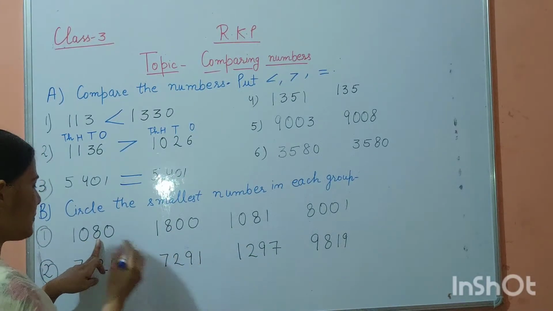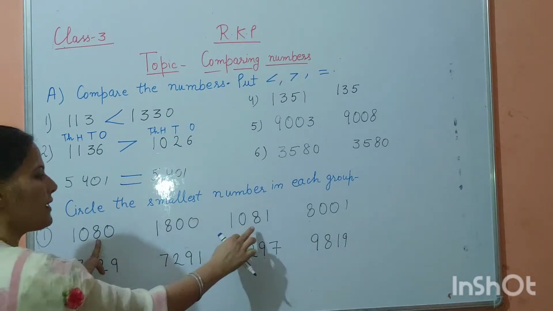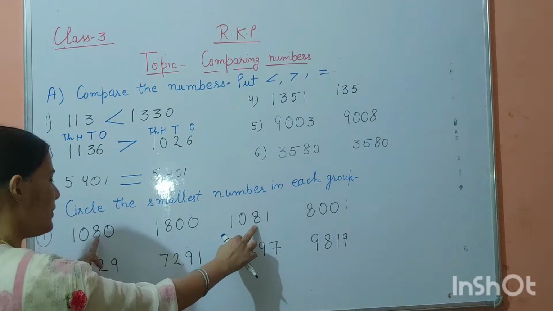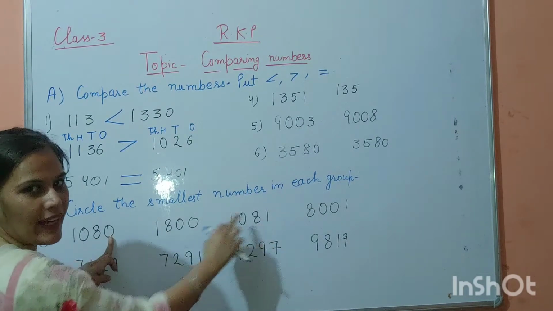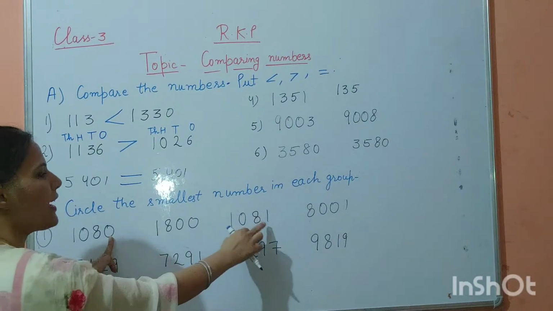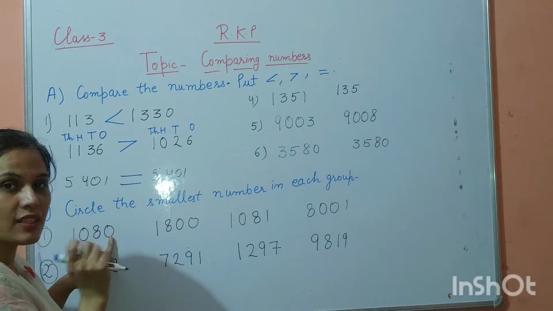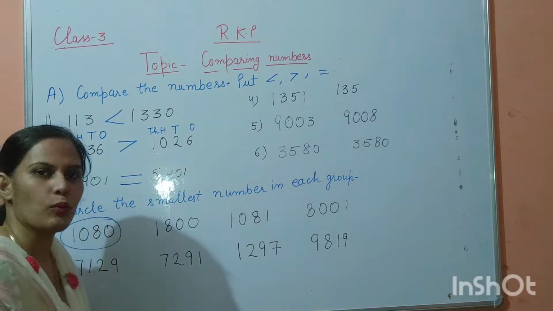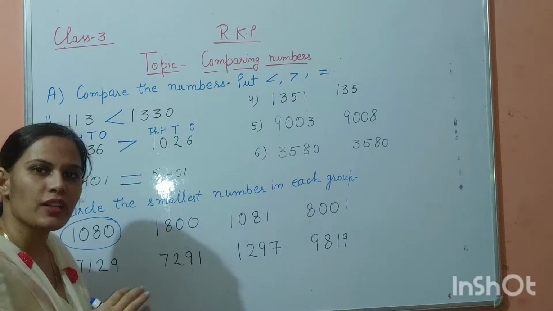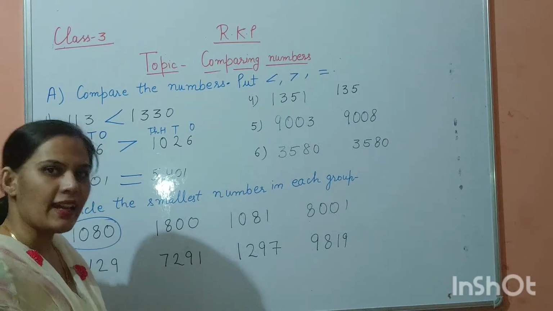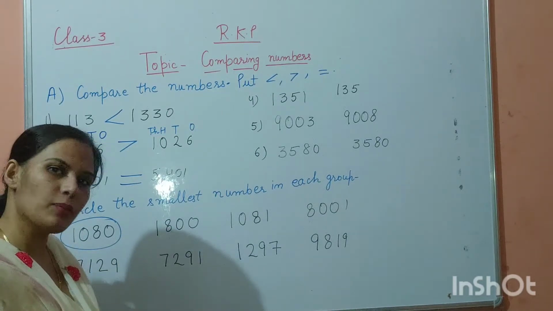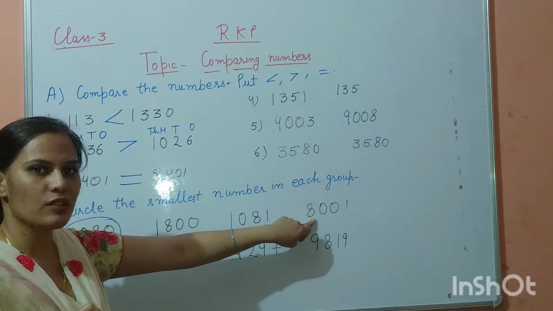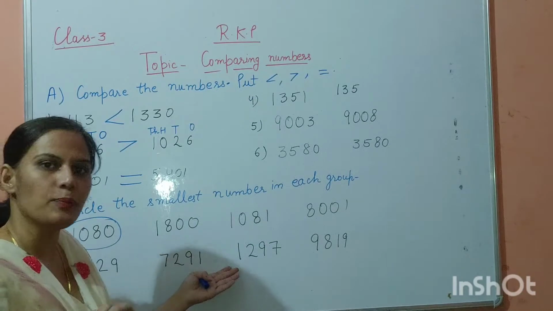Now go to the tens place. At tens place 8 and this is 8, means both are same. Then go to the ones place. At ones place 0 is here and at ones place 1 is here. Which is the smallest? This. Now circle it. So students, you can easily find the smallest one and the biggest one. If I ask you the biggest one, this will be the biggest one and circle it. Okay students, now do this question as a practice.